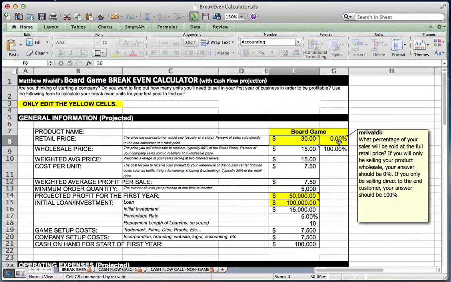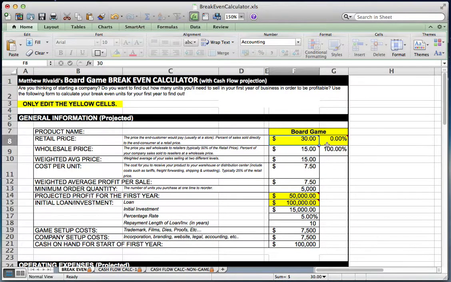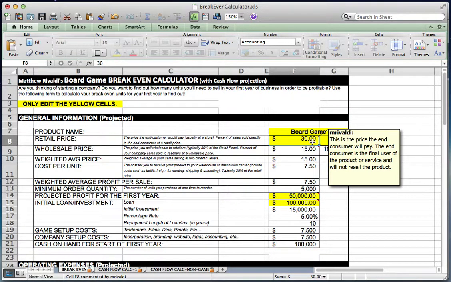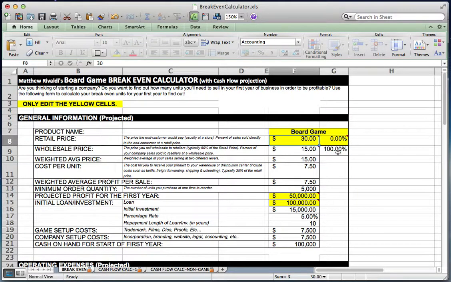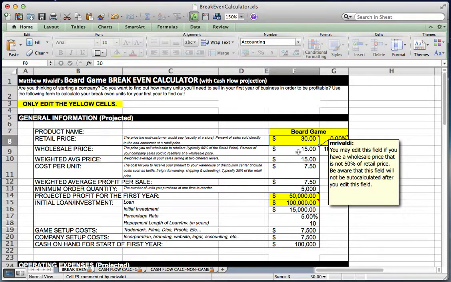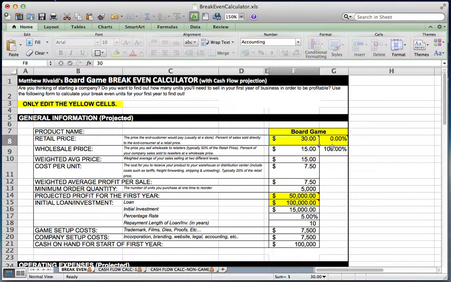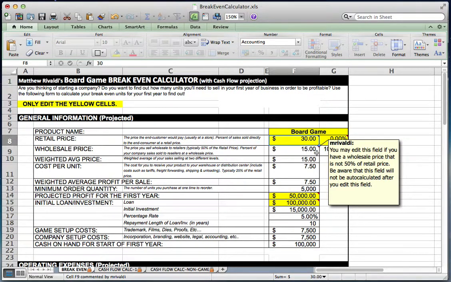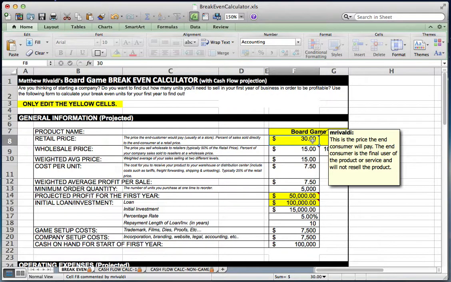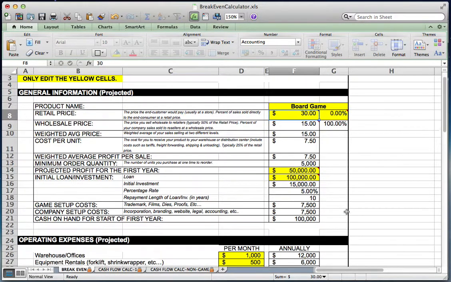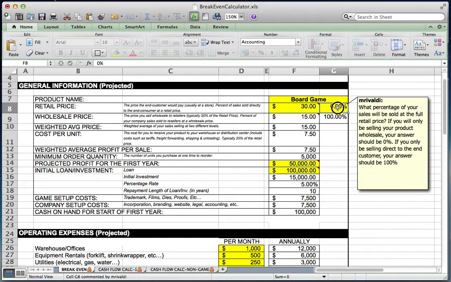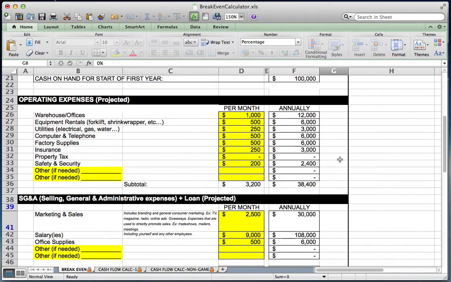What this means is that 0% of the time in this example you're going to sell it retail, direct to the consumer, and 100% of the time you're going to sell it wholesale. So if you're buying a board game from Target, your company would only sell it to Target for $15, and they would mark it up to $30 and sell it. So again, if you don't know what this percent is, or don't know what you're going to do, just leave it how it is. That's fine.